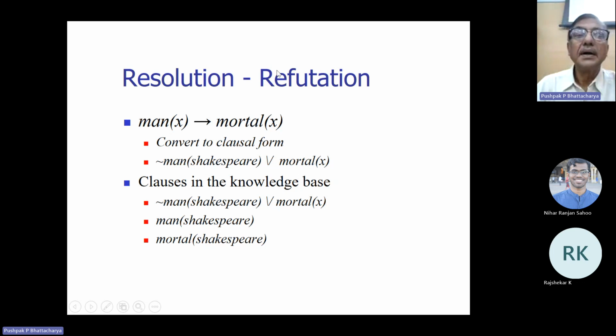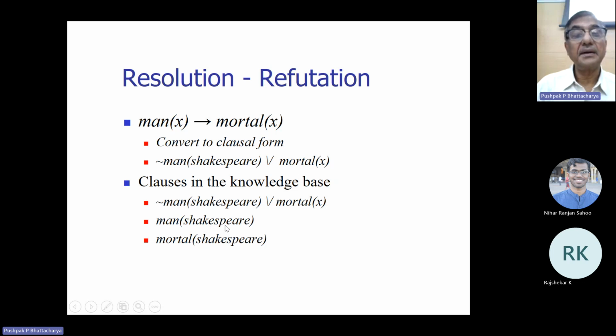Okay, so now resolution refutation is proof by contradiction. So this statement is man(X) implies mortal(X), which says all men are mortal. And then we have to prove, given the fact that Shakespeare is a man, Shakespeare is mortal. So this is proof by contradiction. Now here, the clauses are: not man(X) or mortal(X). Okay, so this Shakespeare should be X.